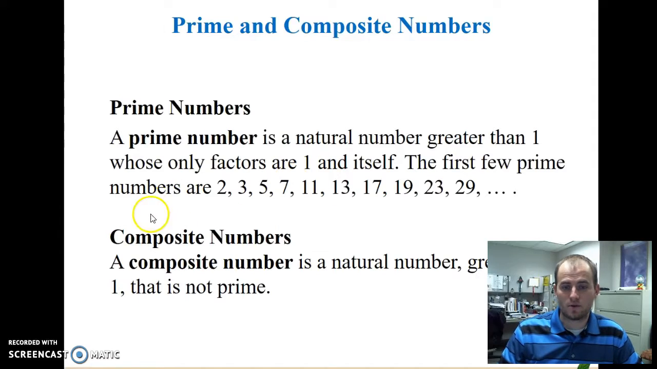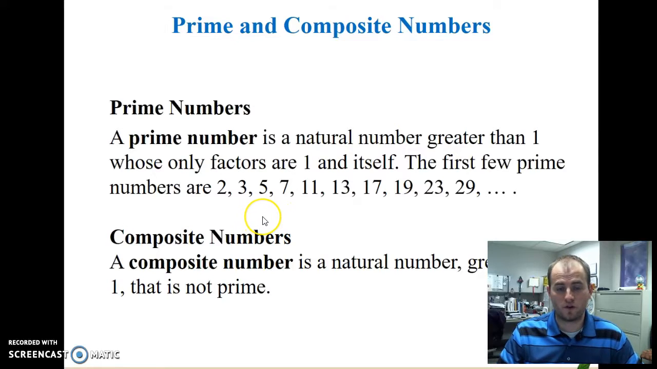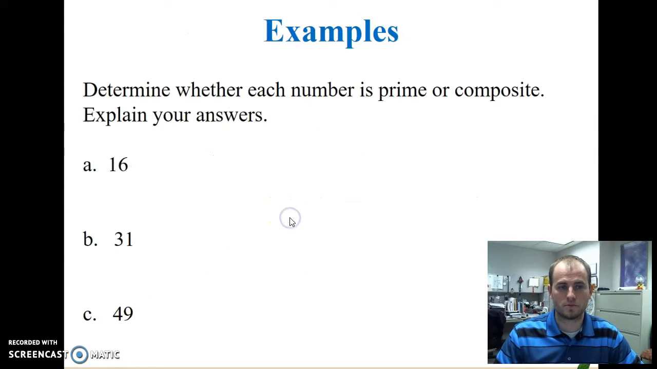A composite number has more factors than just 1 and itself. So for example, 6 is a composite number because 1, 2, 3, and 6 all go into it. It's not just 1 and itself. 9 is a composite number because 1 and 9 go into it, but also 3. So there's two types of numbers, prime numbers and composite numbers.